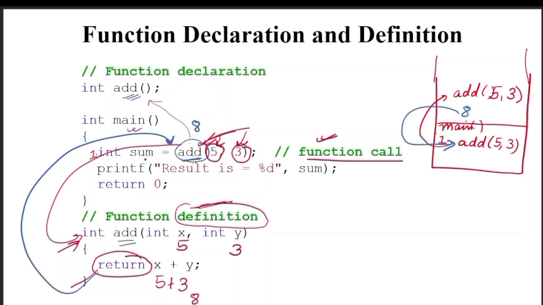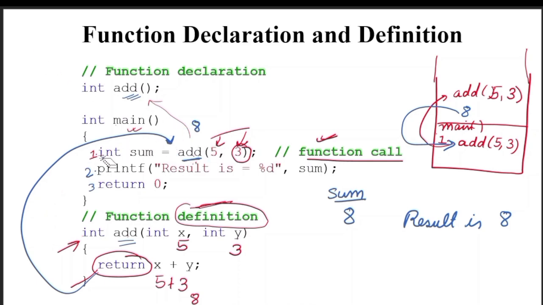Okay, and int sum is equal to, now this 8 is going to be assigned to sum. So now what does sum contain? The sum variable contains the value 8. And now the next line is going to be executed. Printf result is sum. So what will be printed on the screen? Result is 8. So this is going to be printed on the screen. And then the next line return 0 is going to be executed and this function is going to return 0.